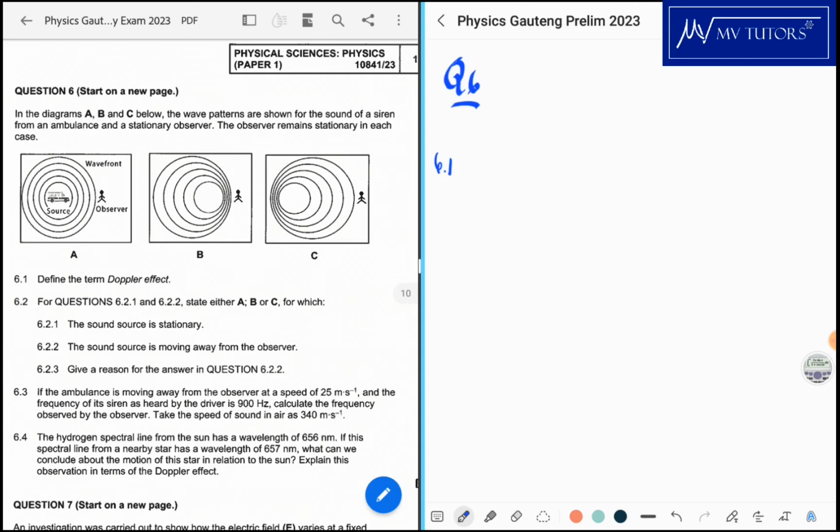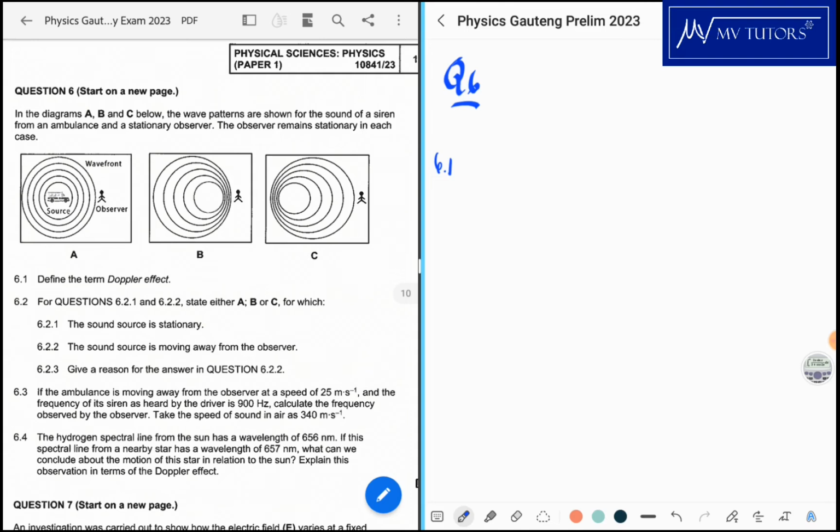Now 6.1 says, define the term Doppler effect. In most questions I see they always ask this, so please make sure that you know the term Doppler effect. What is it? Basically, it is the change in frequency of the sound detected by a listener. That listener detects it because the sound source is moving relative to the listener. Either both of them are moving or one is moving.